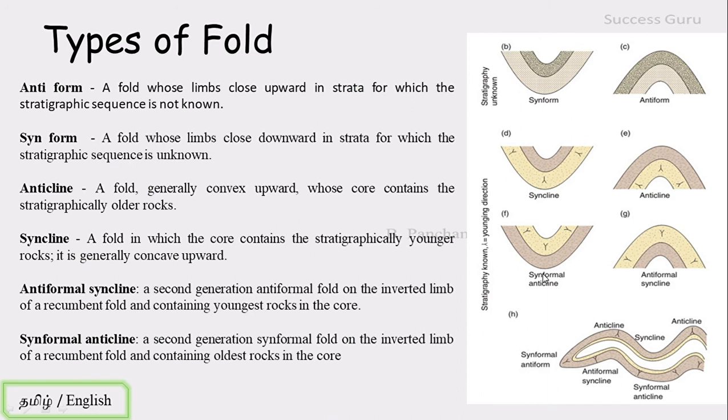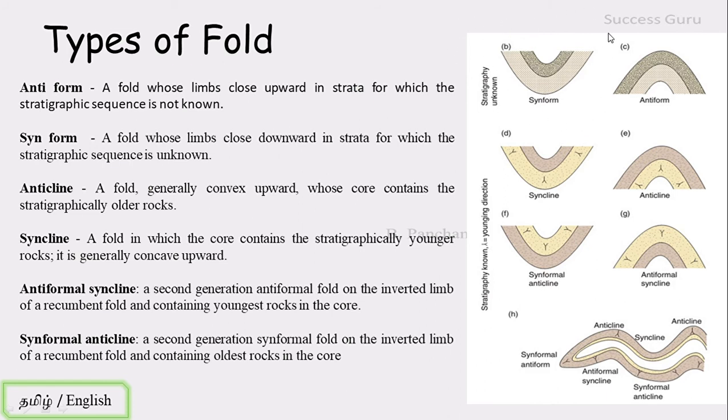You got it? So remember, synform means dipping towards each other, but we don't know the stratigraphy. Syncline means it is dipping towards each other, we know the stratigraphy, and the center rock will be the younger one, right? And the synformal anticline is one which is dipping towards each other, but the center rock is the older one. So you can compare all these three.